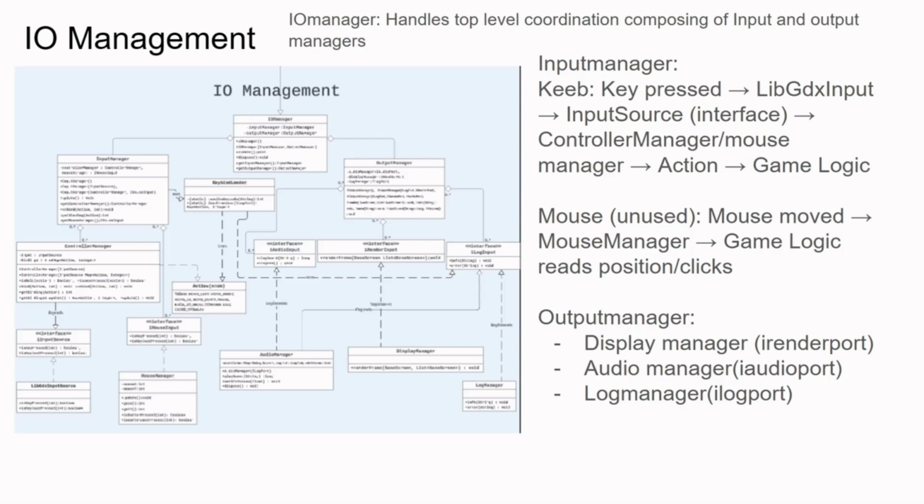For input, when a key is pressed, libGDX input is the concrete class that wraps the actual libGDX calls, isolating the framework to one place. It sits behind the input source interface, so the controller manager never touches libGDX directly, thus showing abstraction. Controller manager then maps a key code to an action using its bindings maps, which is private and only exposed as a read-only copy, thus showing encapsulation. The game logic checks actions and not the physical keys.